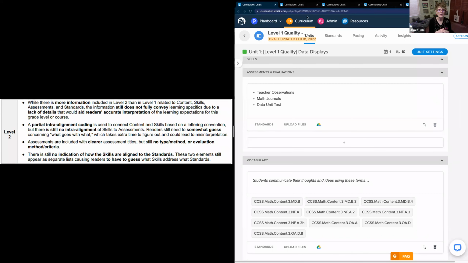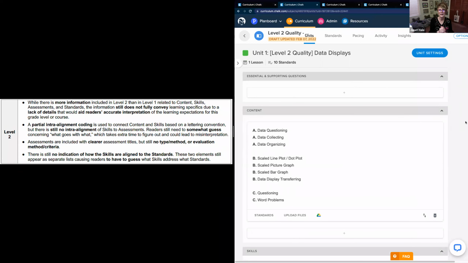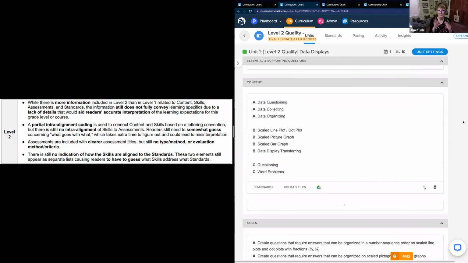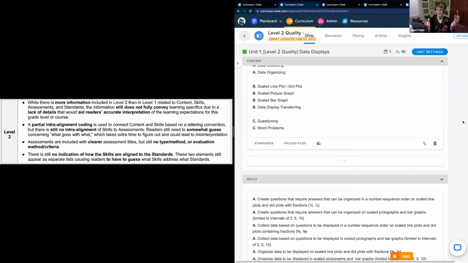A level 2, you're going to see, yep, there's some more information. It's getting a little better now: questioning, collecting. So we've got the verbs out. There are no more verbs sitting in the content. And also, if you look at the beginning of the skills, Keenan, you'll notice, wow, a lot more detail. Create questions that require answers that can be organized in a number sequence. Oh, on a scaled line plot. Okay, and it lets me know what fractions are involved. So a teacher has a much better idea of what the learning expectations are.